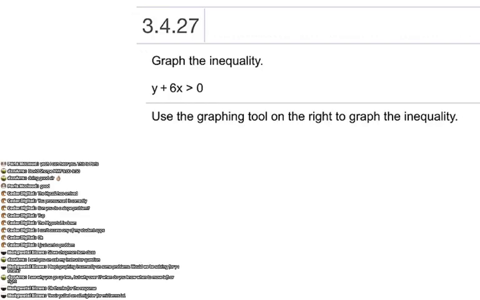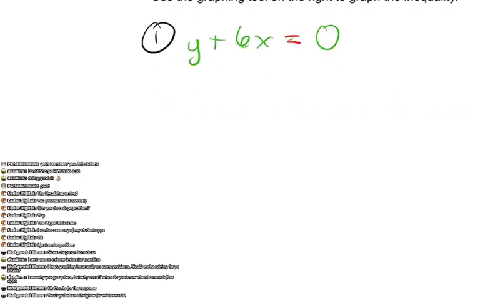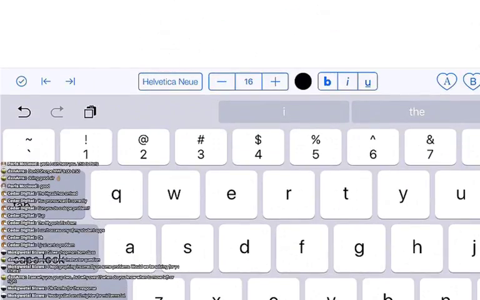Now, the first thing we do is something like this. So I'll just put a 1. We want to graph, instead of it being an inequality, as if it were y plus 6x equal to 0. So we just want to graph this. Just change the inequality to an equation and then graph the line. All right. So let me pull up my graph paper.